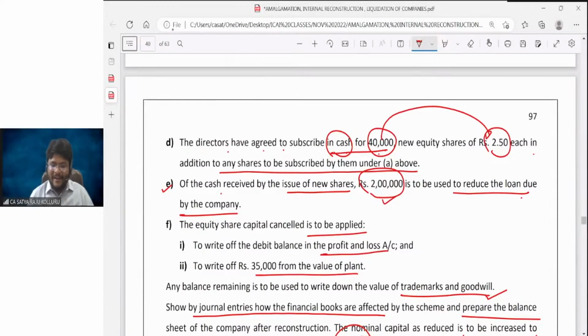Some more person is telling that it is 40,000 shares only. Okay, let it be. We will check at the end. Guys, the directors have agreed to subscribe in cash for 40,000 new equity shares of 2.5. He has not mentioned 40.